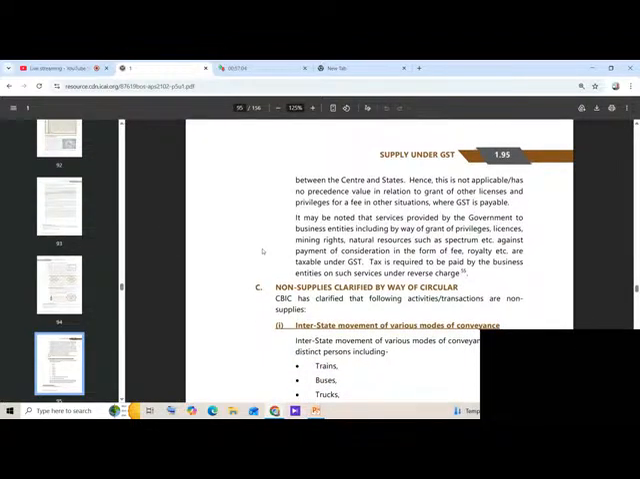Hence, this is not applicable or has no precedence value in relation to grant of other licenses and privileges for a fee in other situations where GST is payable. It may be noted that services provided by the government to business entities, including by way of grant of privileges, license, mining rights, natural resources such as spectrum, etc., against payment of consideration in the form of fee, royalty, etc., are taxable under GST. Tax is required to be paid by the business entities on such services under reverse charge.